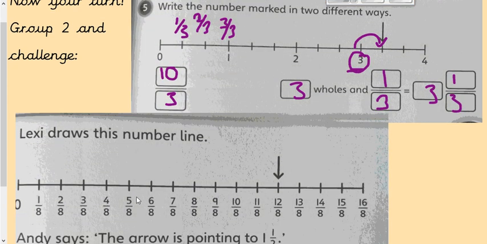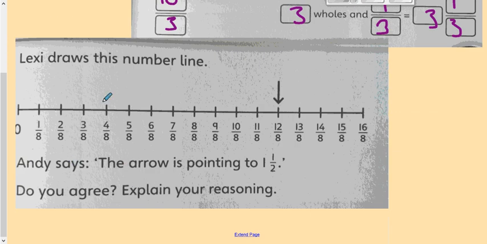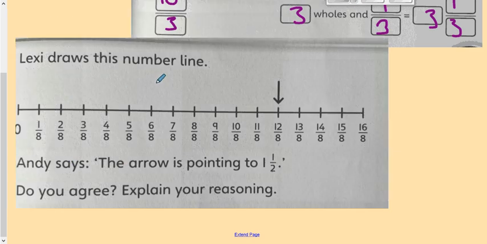And then your challenge, Lexi draws this number line and he says the arrow is pointing at 1 and 1/2. Do you agree? Explain your reasoning. So we can see that this is our whole, because you've got to find it when the numerator and denominator are the same. That is equivalent to a whole. So 8/8, think of a shape that was split into 8 sections and they're all shaded. That would be a whole. So that's going to be 1, and then we'll see how many extra we have. 1, 2, 3, 4. So we have 1 and 4/8.